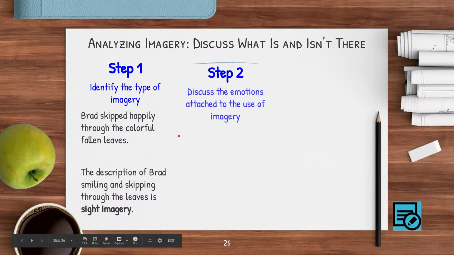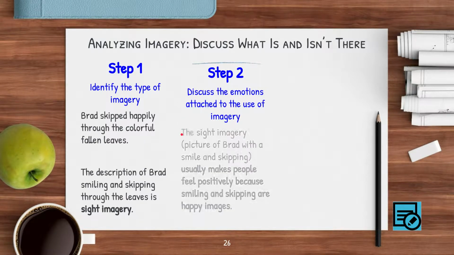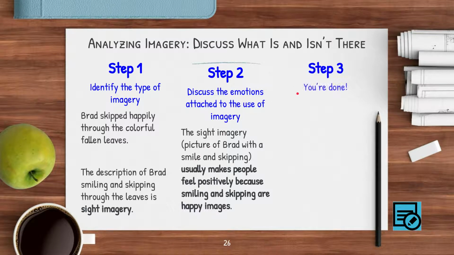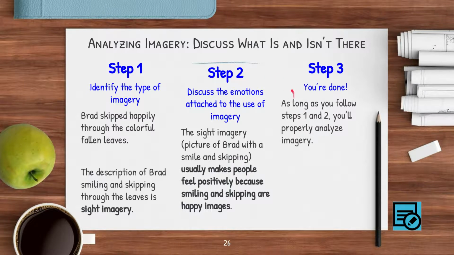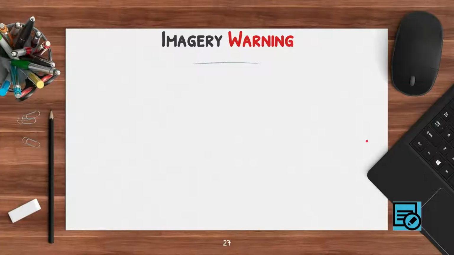Step 2 is to discuss the emotions attached to the use of imagery. The sight imagery, that picture of Brad with a smile and skipping, usually makes people feel positively because smiling and skipping are happy images. People only usually do that stuff when they are happy. And there is no step 3. This one only requires 2 steps. As long as you follow step 1 and 2, you will properly analyze imagery.